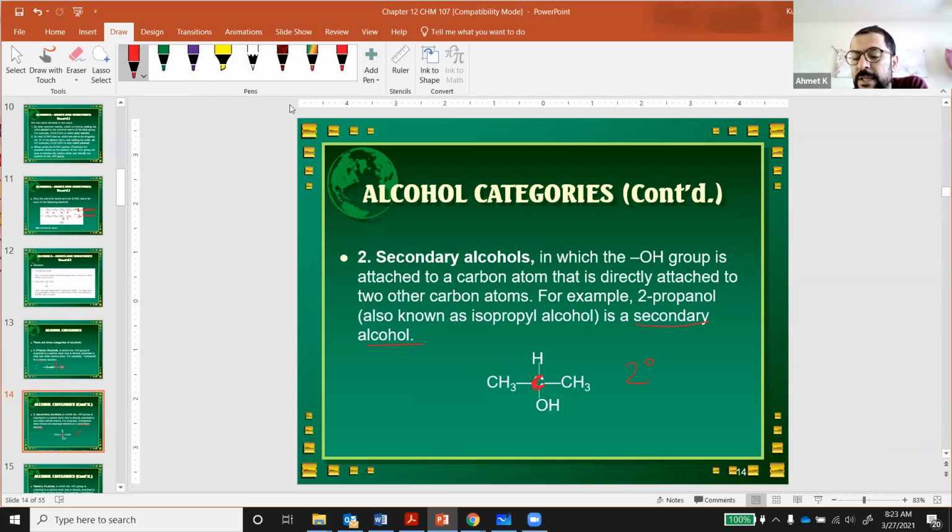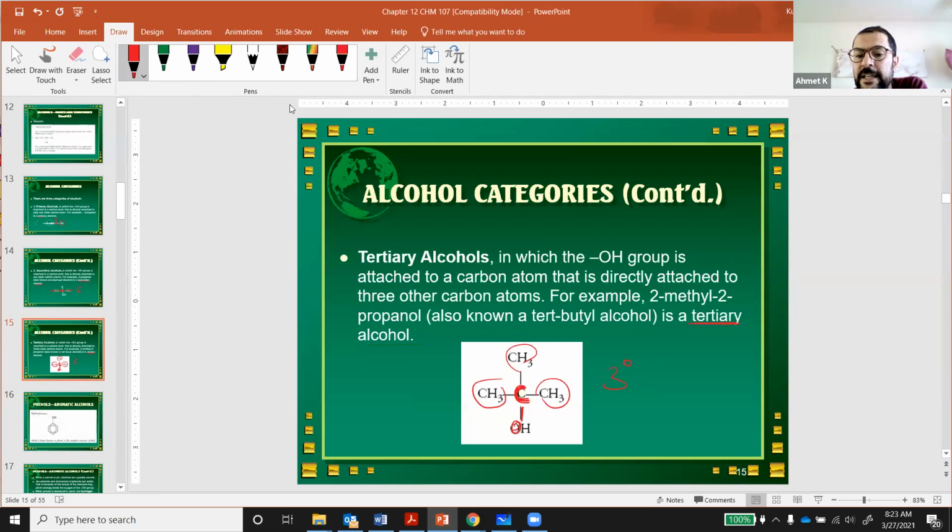So, but as you can see, this carbon has 2, even though it's the same metal, it doesn't matter, but you have 2 branches. One is branching out this way, the other one is branching out this way. So therefore, it's going to be a secondary carbon.